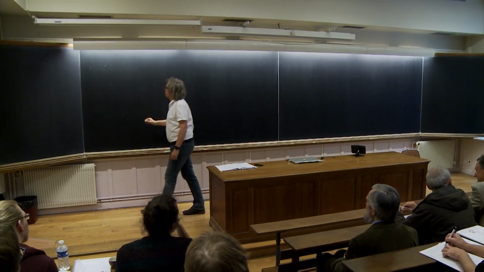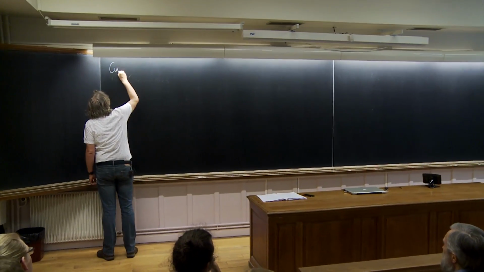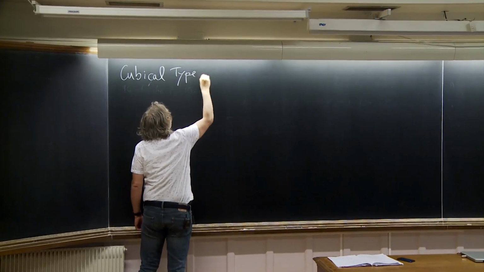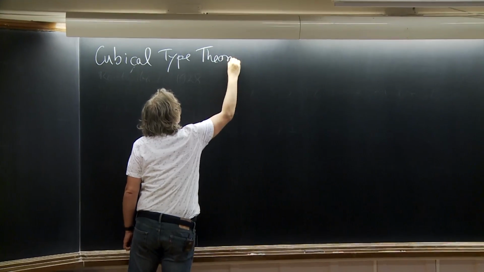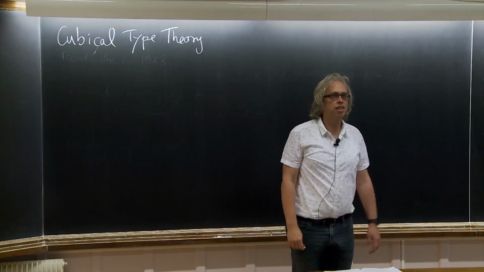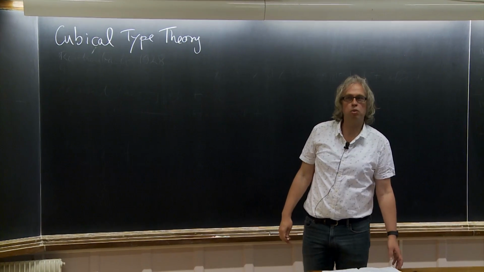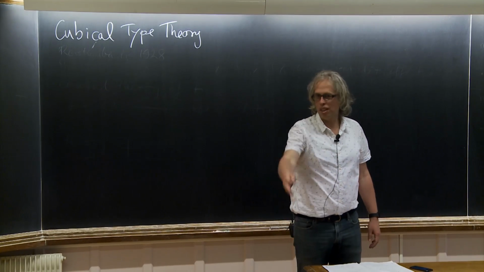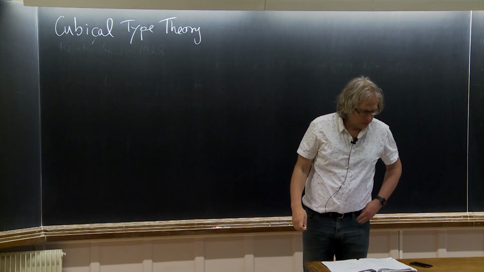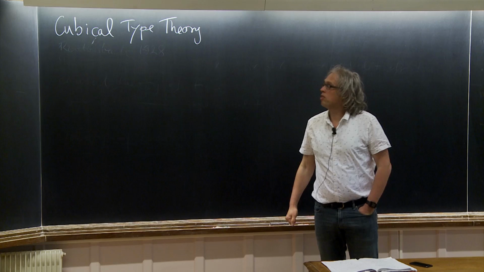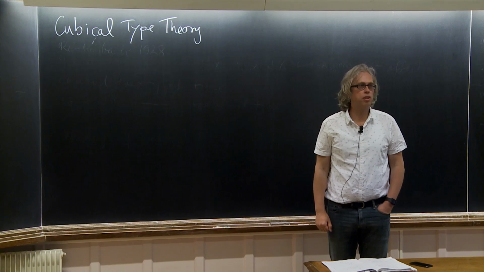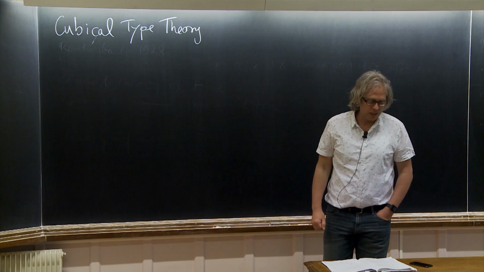So I want to talk about something I call cubical type theory. And this is still something in progress, which we are designing in the moment. It's joint work with Ambrus Kaposi, who sits there. He's a PhD student in Nottingham. So it's not done, but I think it's a good opportunity to present some ideas and hopefully get some feedback.